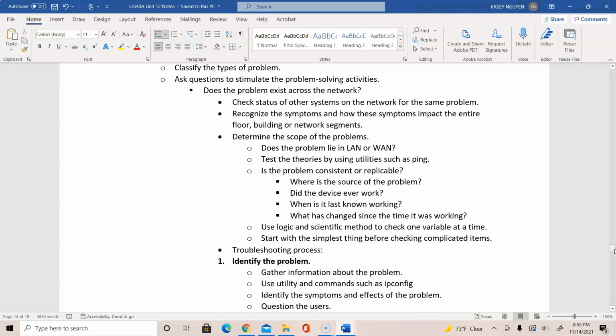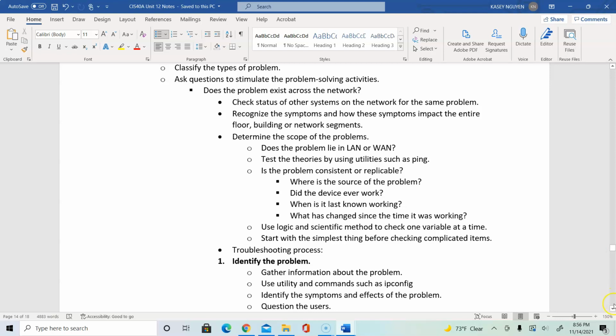So we have to ask ourselves, does this problem exist across the network or just on that individual system? What is the scope of the problem? Is it LAN or WAN? When we test a theory, we need to look at, is it replicable or is it consistent? Where is the source of the problem? Did the device ever work? When was it last known working? What has changed since it was last working?